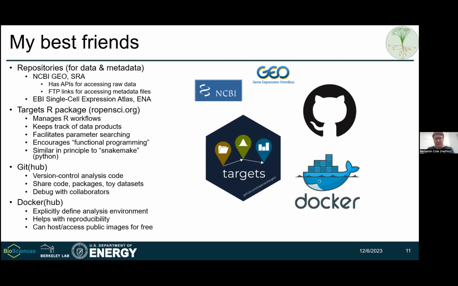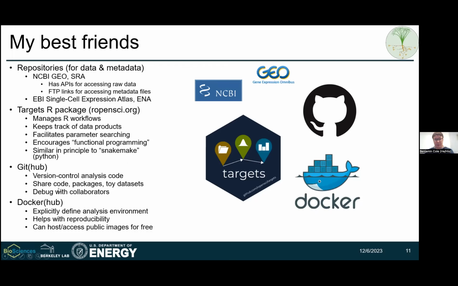But some of my favorite tools to handle all of these different considerations include really excellent resources at the NCBI and GEO. I know that there are similarly great resources at the EBI, including the ENA and the single cell expression atlas. A lot of the workflows are done in R, so I like to organize my code into this R package called targets, which tracks analyses as you develop them. It's similar to Snakemake for those of you that are more familiar with Python workflows. And it encourages functional programming, which can be really good for documentation and reproducibility.